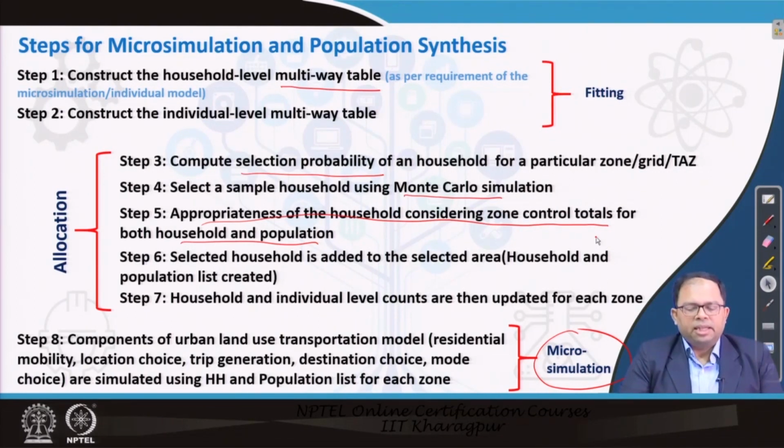So the third stage is of course the microsimulation stage, where once we have created a list of the synthetic population using this allocation strategy, different components of urban land use transportation models like residential mobility, location choice, trip generation, destination choice, and mode choice are simulated using the household and population list for each zone. So this is the microsimulation part.